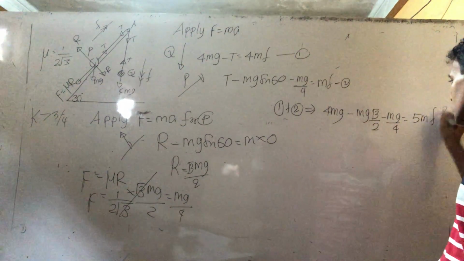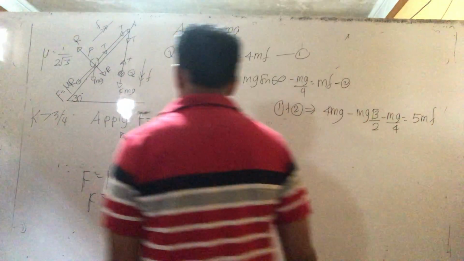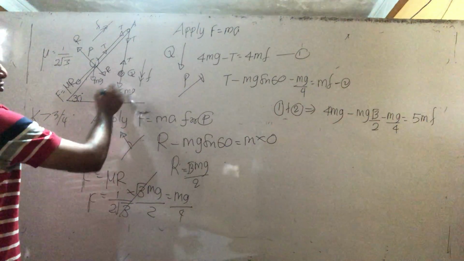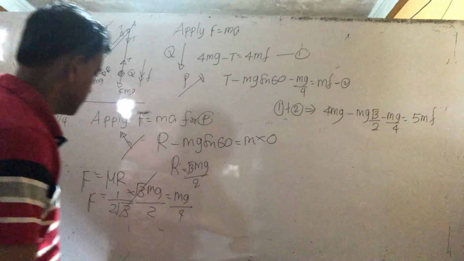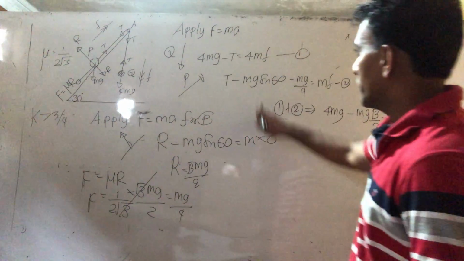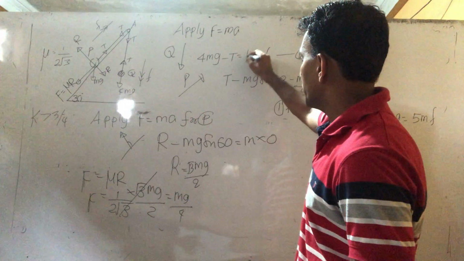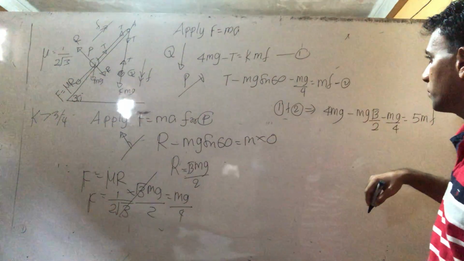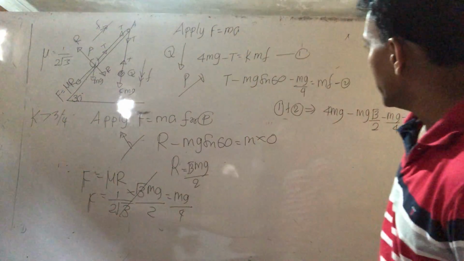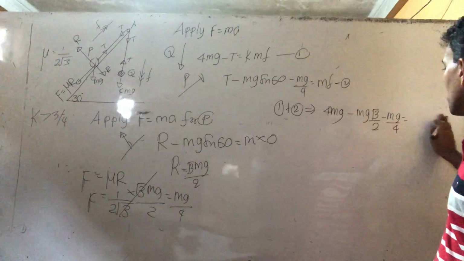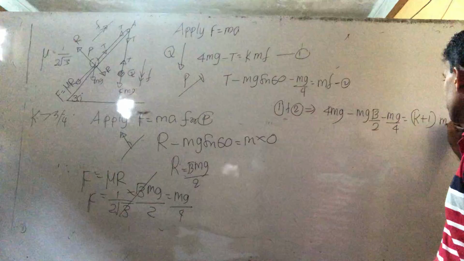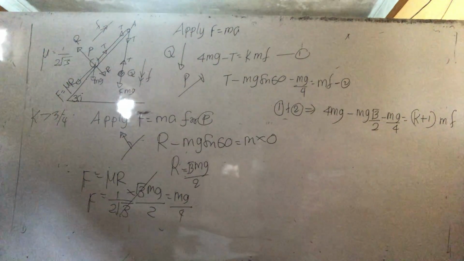Is it? Oh, I missed that. That is k. Not 4, it is k: kmg. Km, not 4, km. Write it properly, otherwise it looks like a 4 also. So in this case, we add both sides, giving k plus 1 times mf.